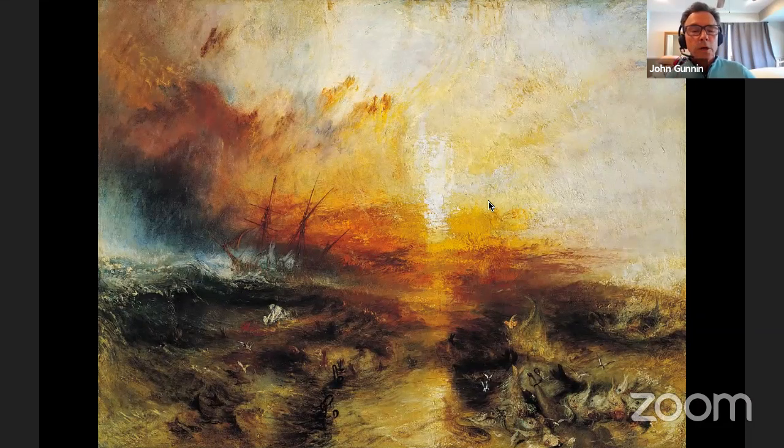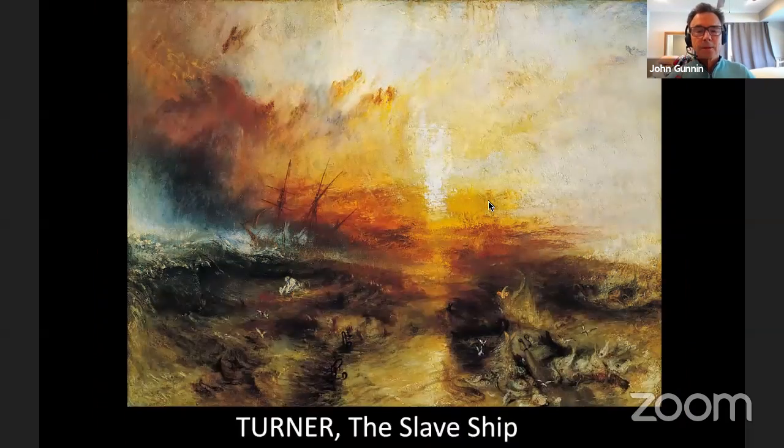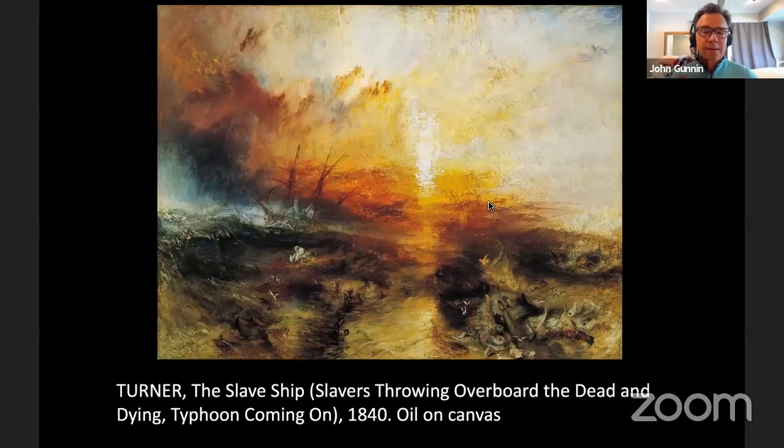Okay, here we go. Another work associated with Romanticism. I would like you to identify this work. And hopefully you said The Slave Ship by Turner. Now remember that The Slave Ship is the short title for this work. It actually has the longest title, and the title indicates the narrative of what's going on in this work.